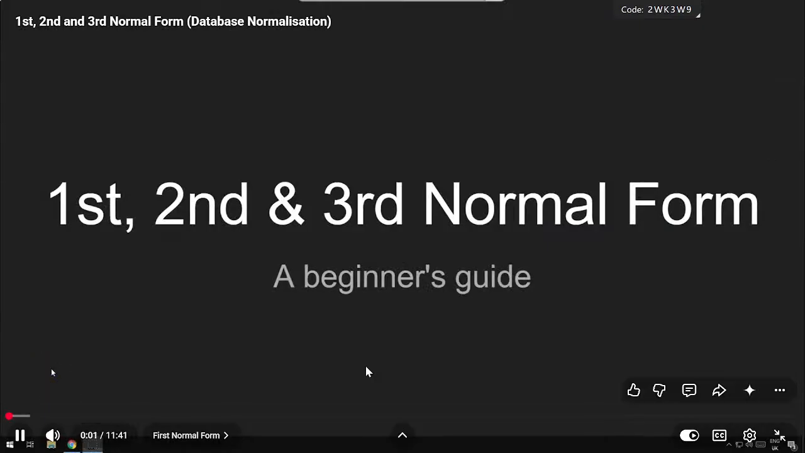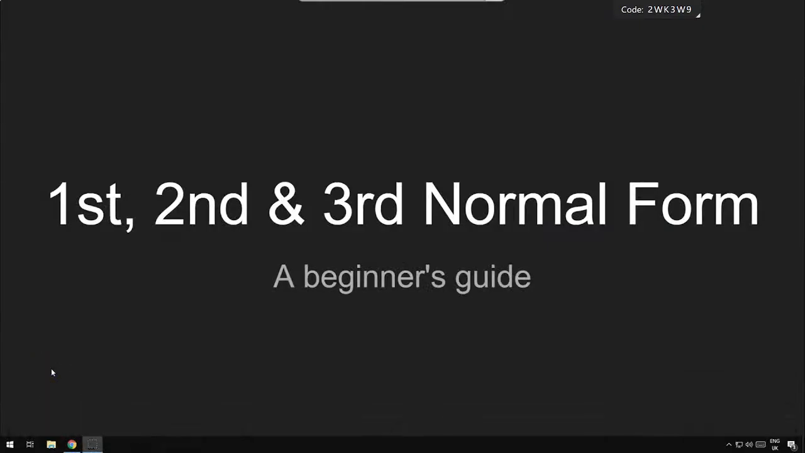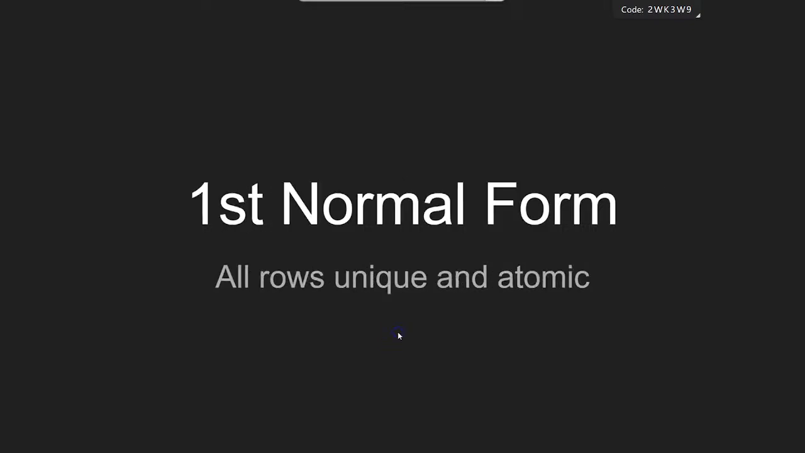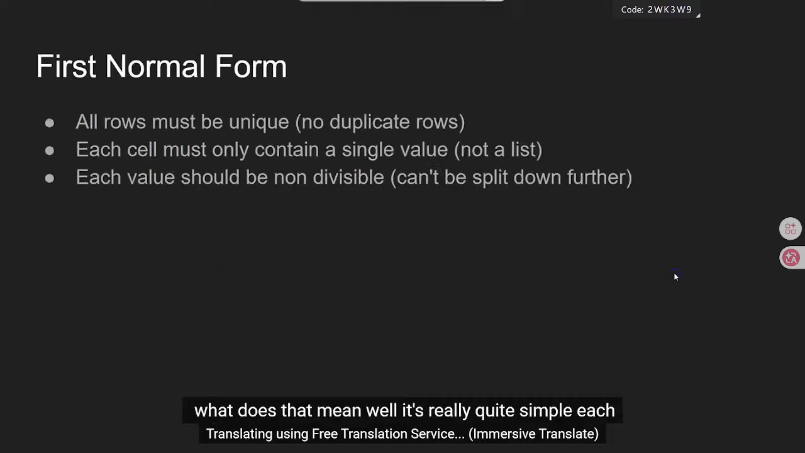Hello and welcome to this beginner's guide to first, second and third normal form when looking at database normalization. So let's get started. First normal form. This one is nice and simple. All rows must be unique and all cells must contain atomic values. Well, what does that mean? Well, it's really quite simple.